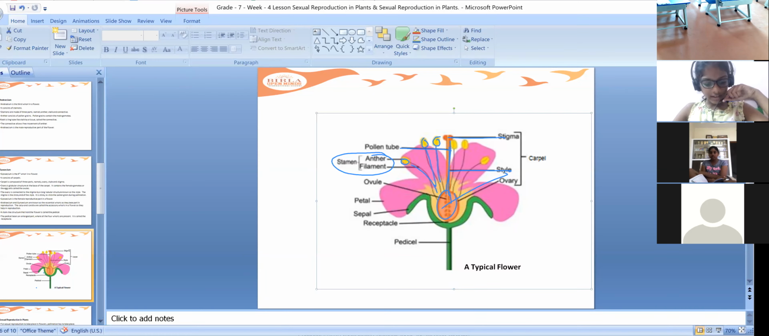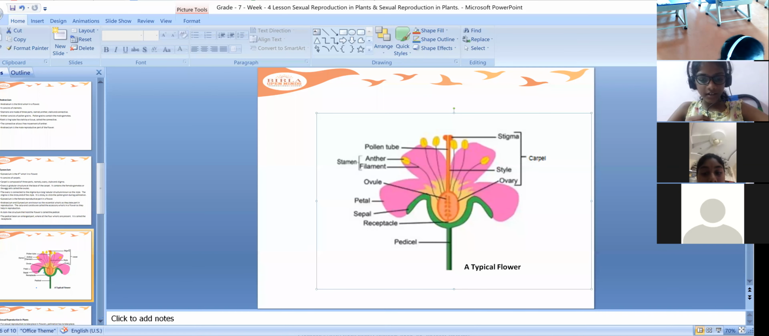ovary. Yes. And there are some more parts, ma'am, like petals, sepals. Pollen tube also. Yes, ma'am. And there are some others also, ma'am. Pedicel, petal. And these parts come under? What do these parts do, what do the sepals and petals do? They give color to the flower. If the flower is attractive, with beautiful color, then the insects get attracted. Then they carry the pollen grains from one flower to another. Then the process of pollination takes place.